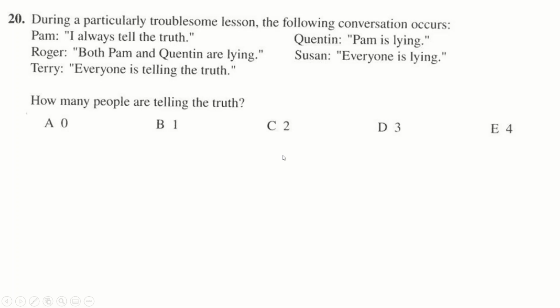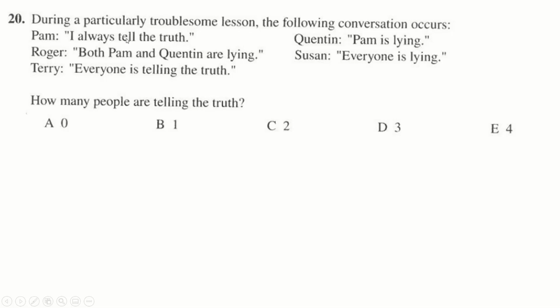Question 20, really lovely question this. You see this all the time. If you had practiced for Maths Challenge, you'd have seen questions like this. What you do is you just assume that the first person is telling the truth, and then you run with it and see what happens. So let's assume Pam is telling the truth. That means Quinton is lying, because Pam is telling the truth, so he's lying.